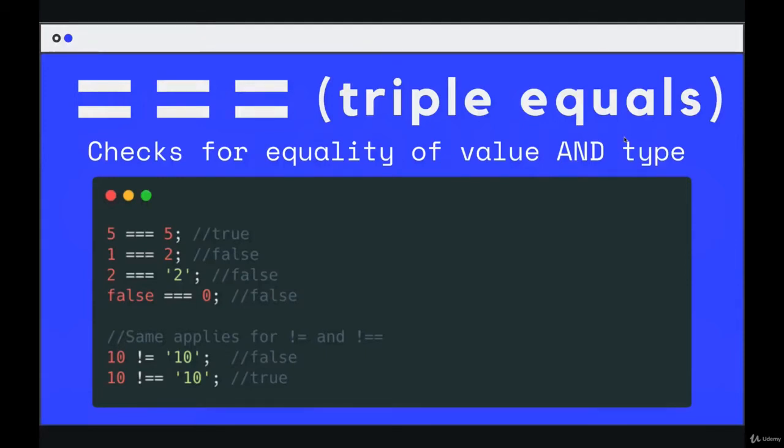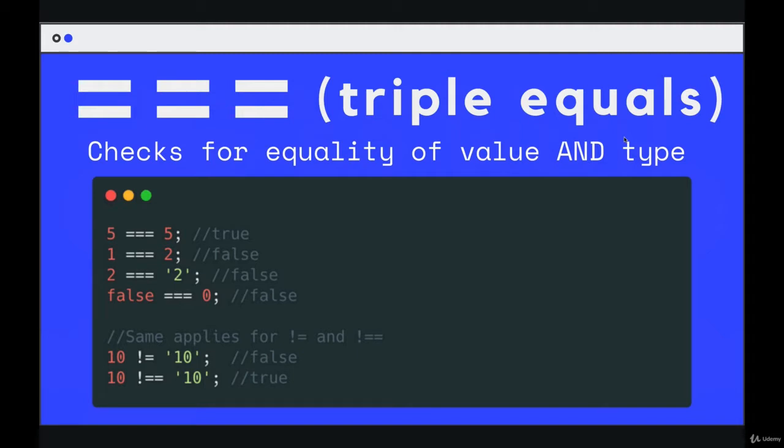We saw double equals, which is going to check for equality of value, but it ignores type. Triple equals cares both about value and type. So it's 3 equal signs in a row. And again, it cares about the type and value. It's not going to try and coerce the values to be of a common type.